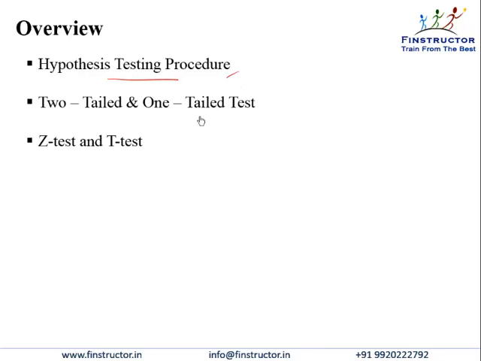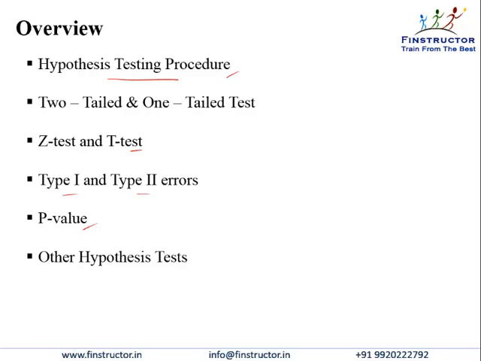The two-tailed and the one-tailed test, the Z-test and the T-test. Understand type 1 and type 2 errors that can happen in the process of hypothesis testing, the concept of p-value, and certain other hypothesis tests that you do not need to memorize, but you should know.